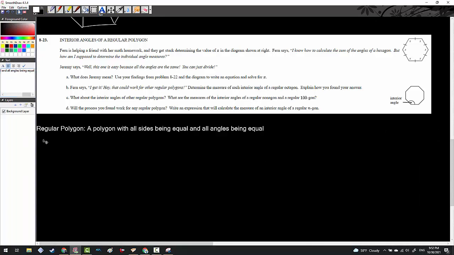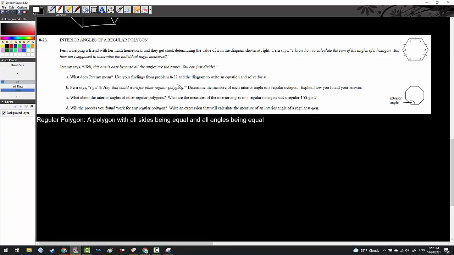So we've actually talked about regular polygons in the class without even calling them that. The equilateral triangle that you learned at the beginning of the year is an example of a regular polygon. If you look at the hexagon here on the right side, it looks like a regular hexagon, right? All the sides are labeled to be congruent and all the angles are labeled as x, so they'll be the same. And in problem 8-23, it reads that Fern is helping a friend with their math homework, and they get stuck trying to determine the value of x.